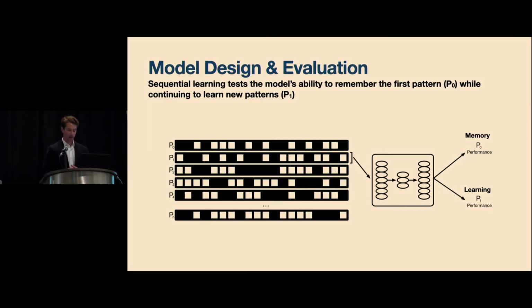Following training on each pattern, the model is evaluated in two ways that tackle both sides of the memory and learning equation. Memory is evaluated through reconstruction performance of the first learned pattern via cosine similarity, and learning is evaluated similarly through reconstruction performance of the just learned pattern, in this case P sub 1. As such, the model is evaluated both on its first memory and its most recent memory.